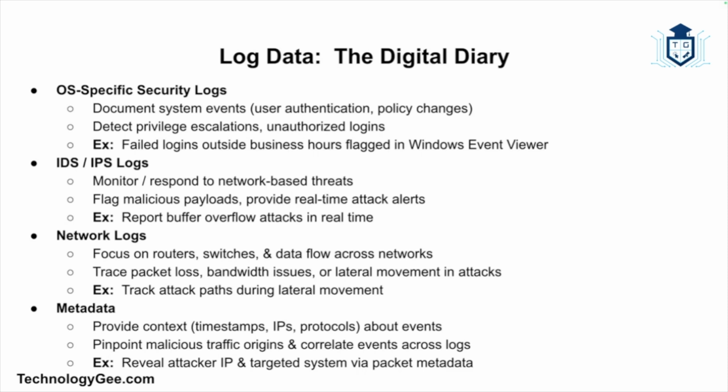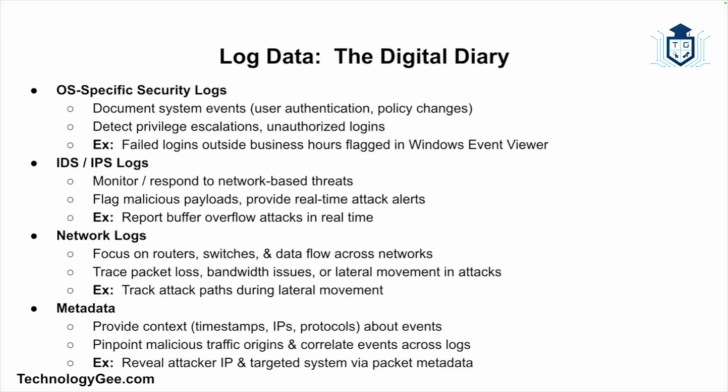Next type of log is an operating system specific security log. These logs focus on operating system events such as user authentication, policy changes, and system errors. And they detect privilege escalation attempts and identify unauthorized user logins. As an example, the Windows Event Viewer log may show failed logins outside of business hours.